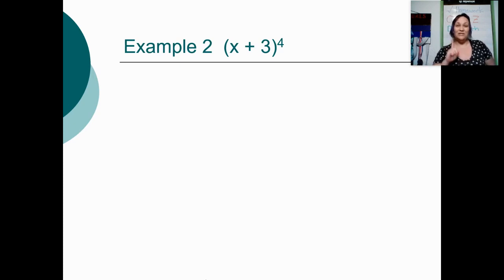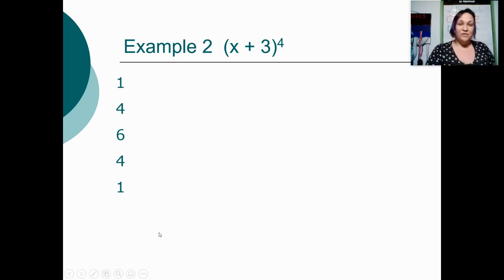So the first thing we need to do is we need to look at our Pascal's triangle, which hopefully you printed out. We're looking for row number 4. Row number 4 is the row where the second number is the number 4. Here are the numbers that are from row number 4. 1, 4, 6, 4, 1.